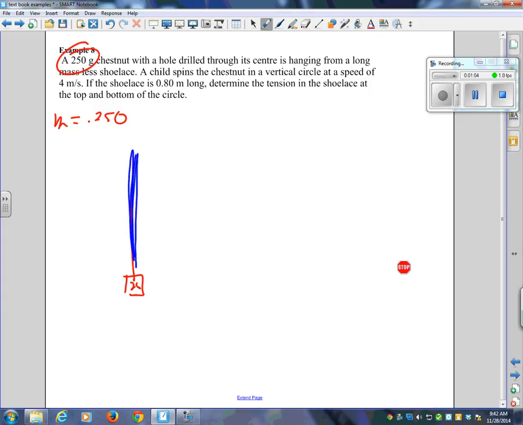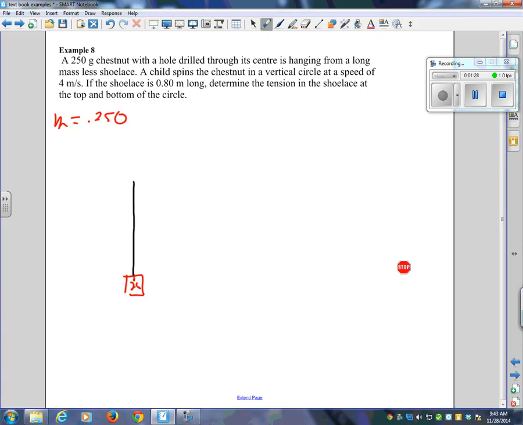Yes, it does, because you've got a little bit of grams here, and a little bit there, and a little bit there, but the radius of all that mass changes as you go up the shoelace, doesn't it? Does that sound really complicated and hard? Yes, that's why they said massless shoelace. That would be a calculus kind of thing. For sure.